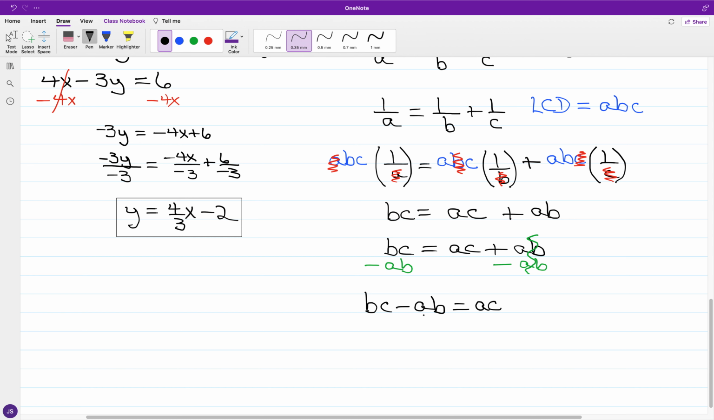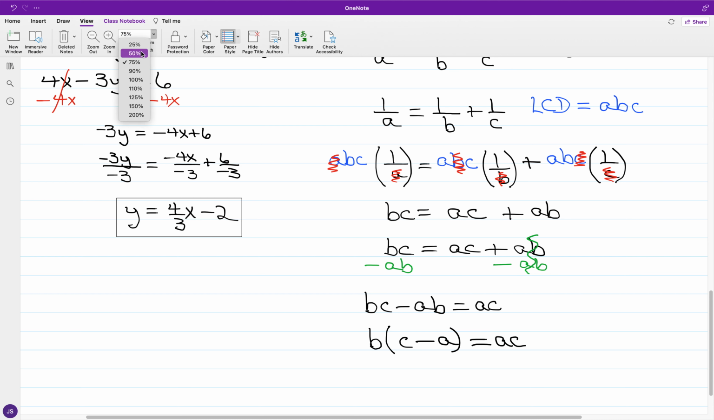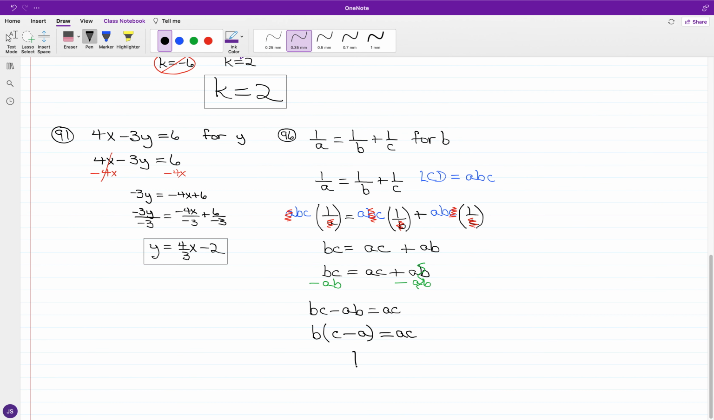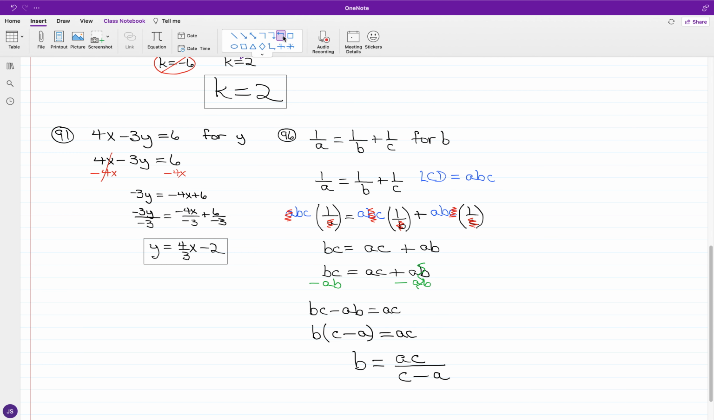All right, and I still have the obstacle with a couple of B terms. What I can do to make this a single entity in B, notice that between BC and the negative of AB, we have a common factor of B. And if I factor out B from BC minus AB, we'll have B times the quantity of C minus A. And looking at isolating B, I can just divide both sides by C minus A. So we have that B is equal to AC all over C minus A. So that would be the result for what we have in number 96.